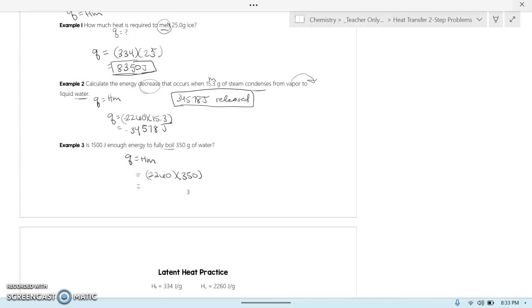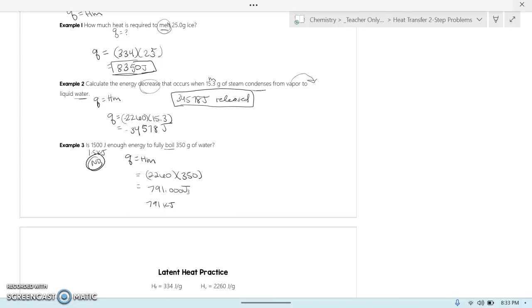So if we multiply these two together, we get a really large number actually, 791 kilojoules versus 1.5 kilojoules. Is that enough? Nope, it's not. We need significantly more energy in order to boil it.